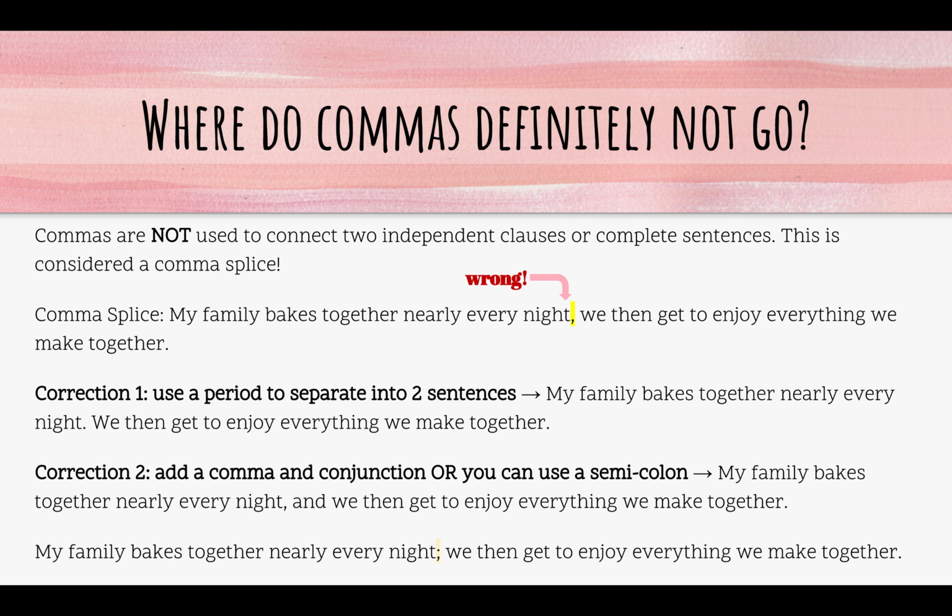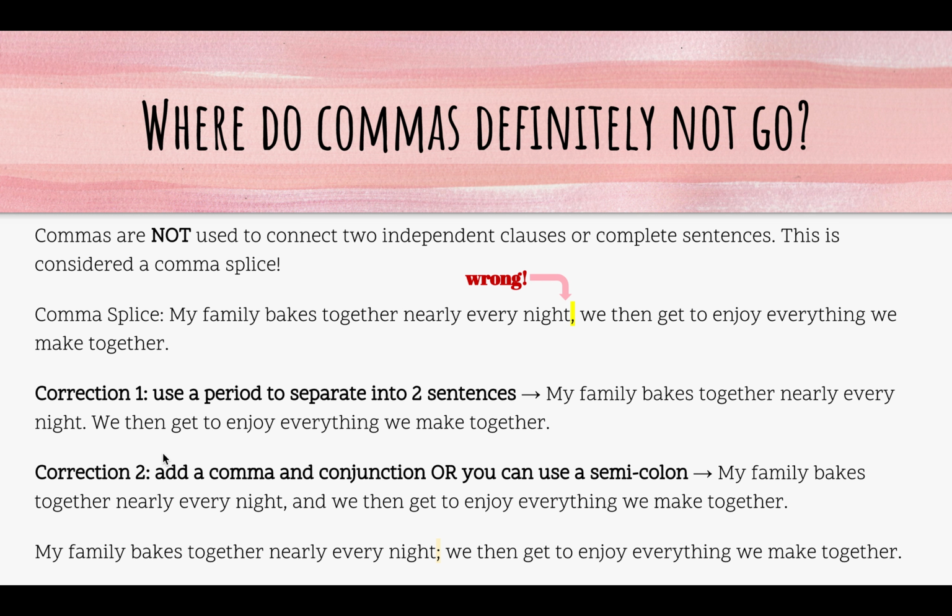And the error that we by far see the most in your writing are what's called comma splices. Commas cannot be used to connect two independent clauses or two complete sentences. This is called a comma splice, and it drives me insane whenever you guys do it. So please stop doing it. An example of a comma splice is, my family bakes together nearly every night, comma. We then get to enjoy everything we make together. So this is how we don't use a comma. There are two complete sentences here. We do not need a comma here.